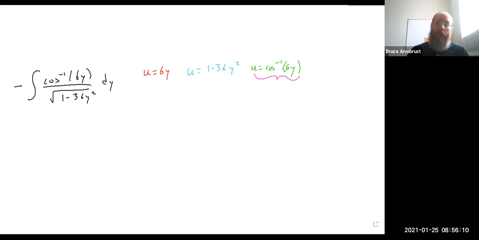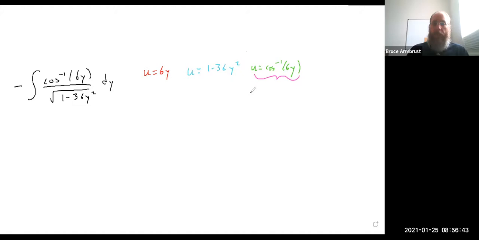Inverse cosine, I know that its derivative is just the opposite of inverse sine. And inverse sine's form is 1 over the square root of a squared minus u squared. And I see here, I've got a 1 over square root of a squared minus u squared. I've got a really good chance of getting rid of all this garbage. So I'm going to use u equals cosine inverse of 6y.